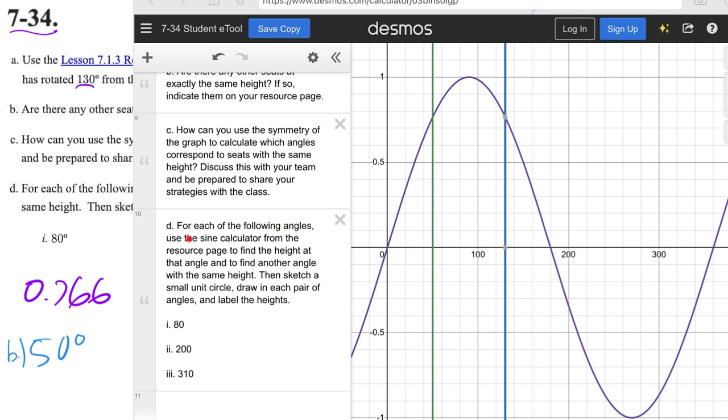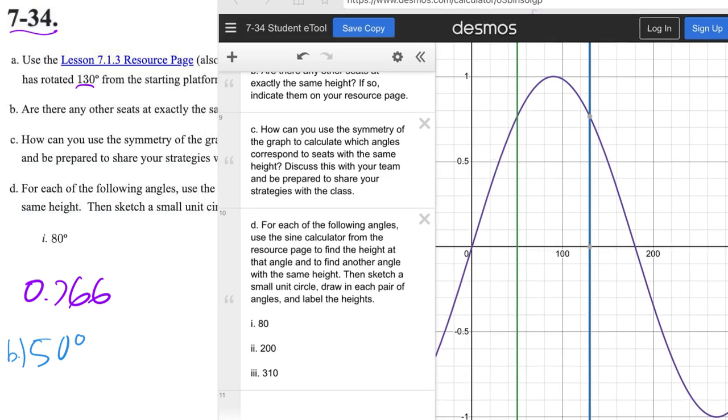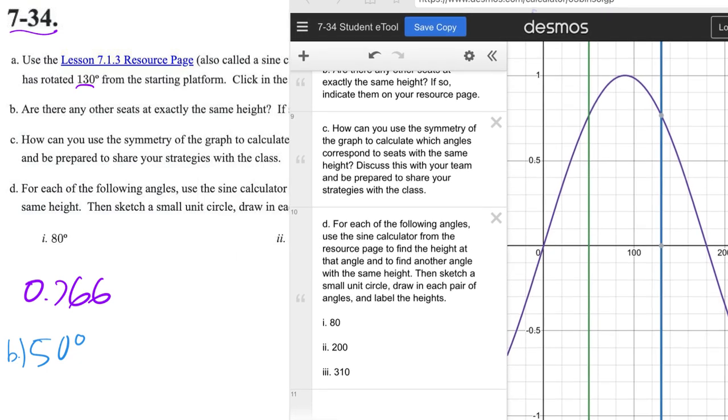And then our last thing: for each of the following angles, use the sine calculator from the resource page to find the height and angle, and to find another angle with the same height, then sketch a small unit circle, draw in each pair of angles, label the height. Okay, so we're given this number and we're trying to find what's another triangle that fits that piece there. So I'm going to try to get this to size well for me so that I've got some space here. So I'm going to start off here, and this is now part C, or excuse me, part D, and we're going D1.